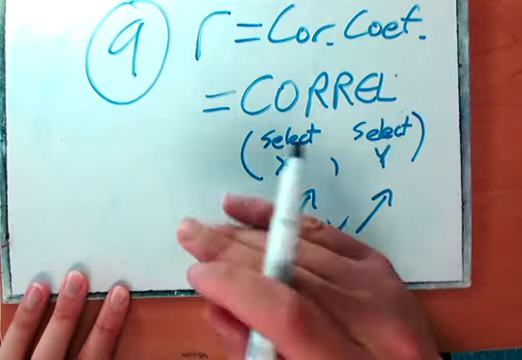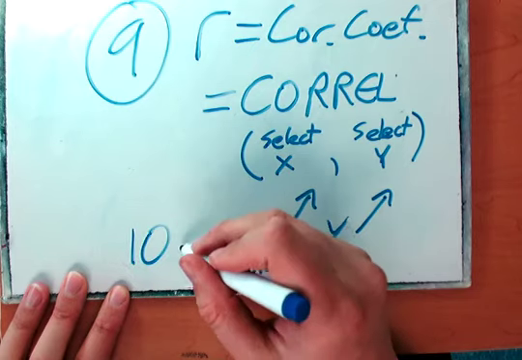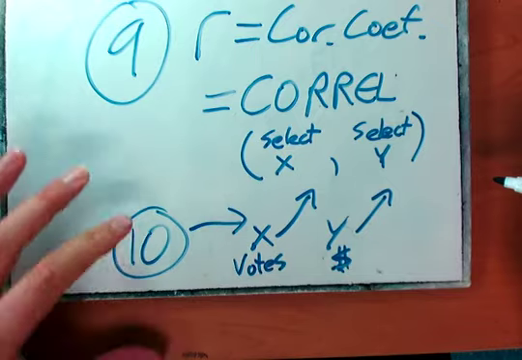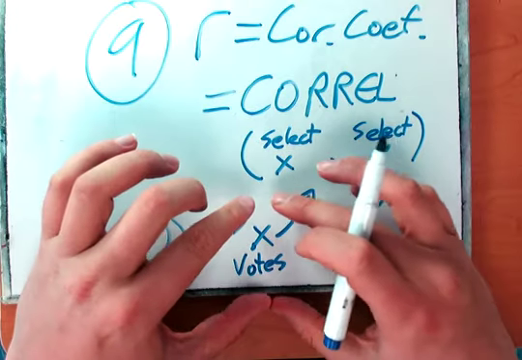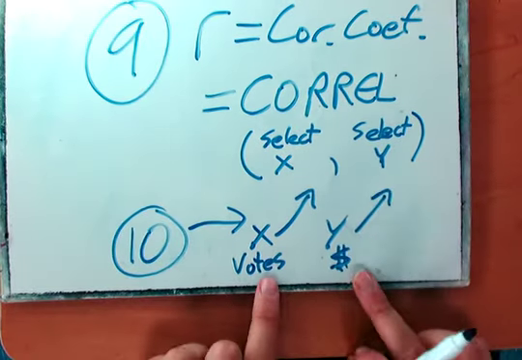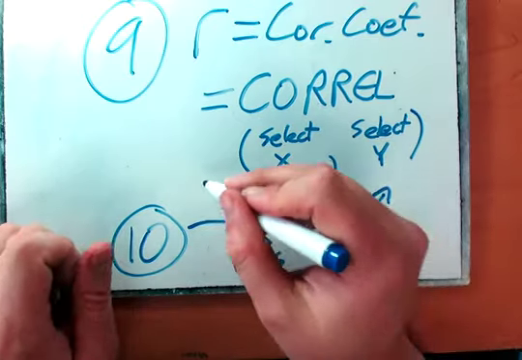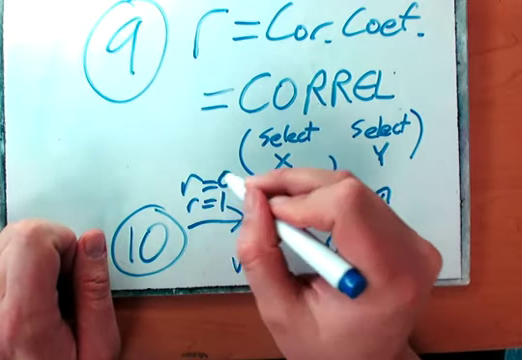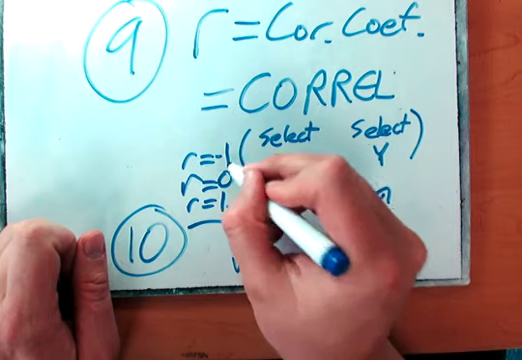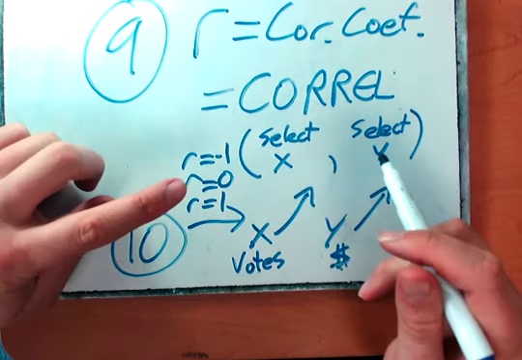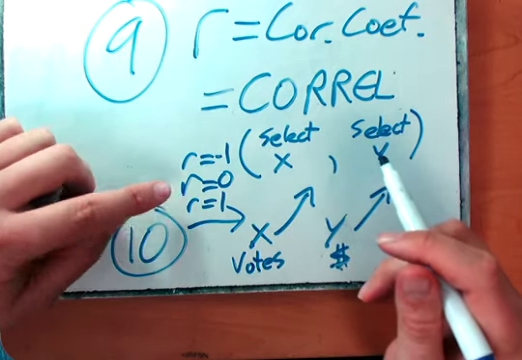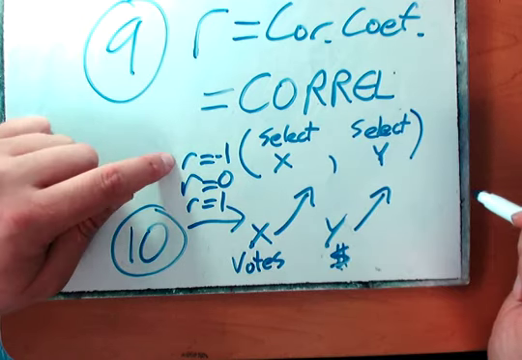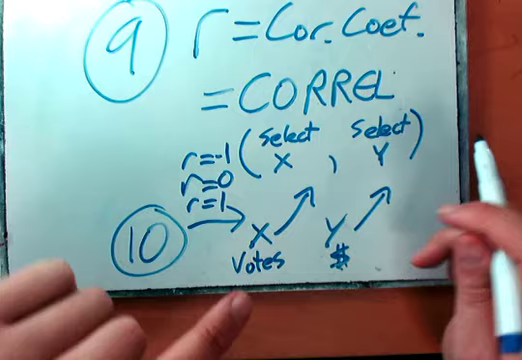And question 10 is about all this stuff. So how do you connect these two things, and what does that mean? What does an R of 0 or an R of 1 or an R of -1 mean? R of 0 means there's no connection. R of 1 means that when one goes up, the other goes up. And R of -1 means when one goes up, the other goes down.